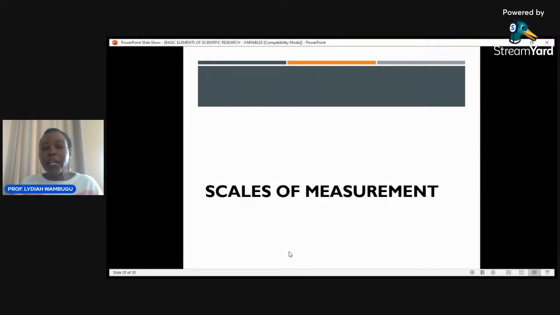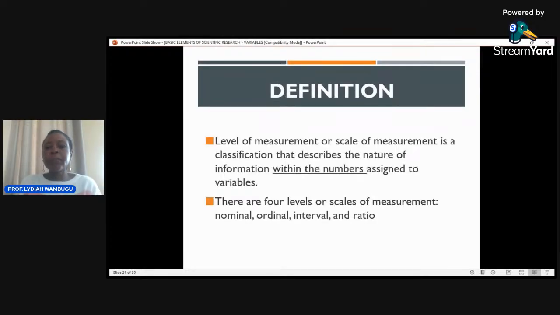So when we are talking about scales of measurement, a scale of measurement is the classification that describes the nature of information within the numbers. Remember, we have just said mathematical classification. So those numbers that variables are given, what is the information that we can pick from them? That is what we are talking about. And there are only four, but very important. We have nominal, ordinal, interval, ratio, and they flow like that. Nominal is the lowest, followed by ordinal, then interval, then ratio.